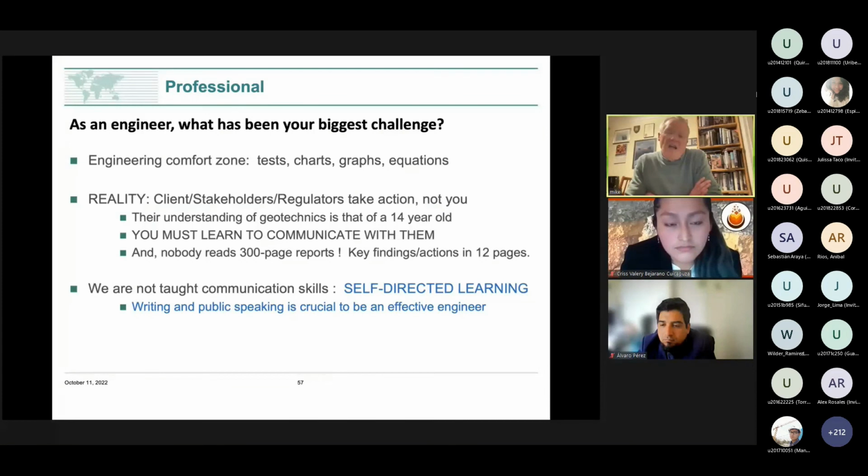In reality, writing and public speaking are crucial to being an effective engineer. You have to be able to stand up and explain to people why things are as they are, or why you're suggesting a particular course of action, or why something is or is not a problem. And you have to be able to talk effectively as if you're talking to a room of 14-year-olds.